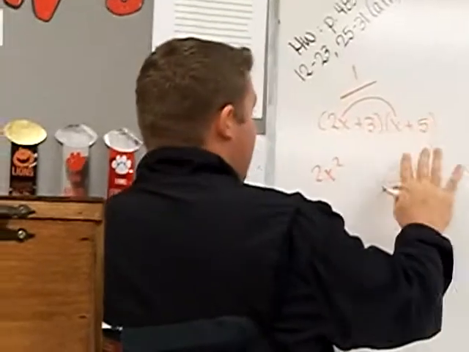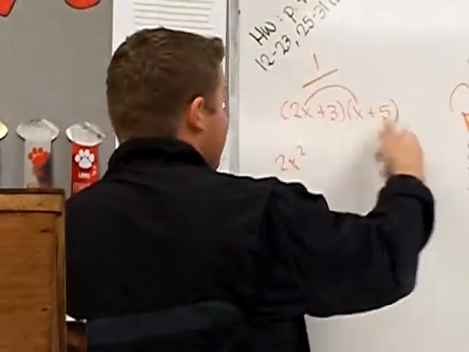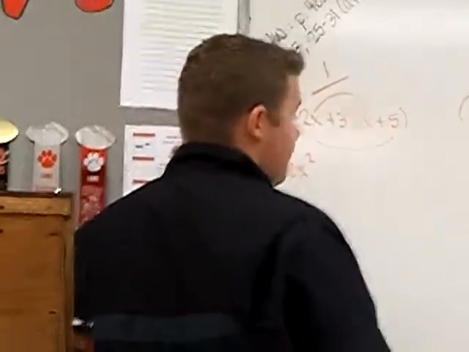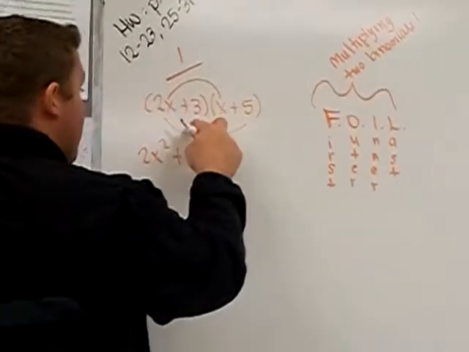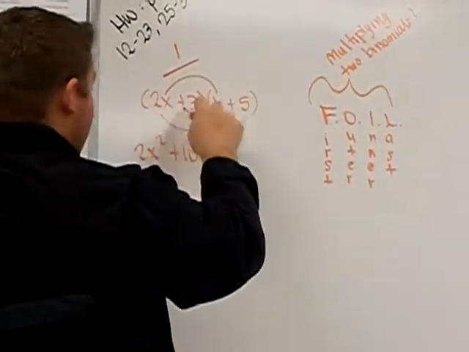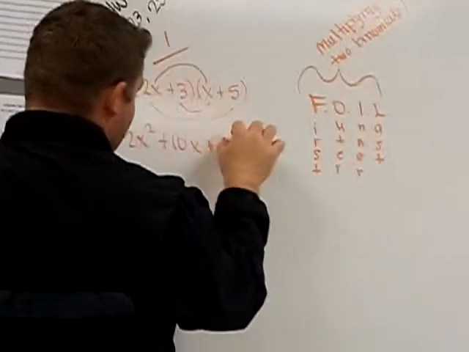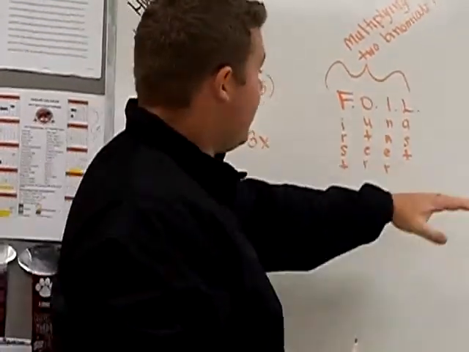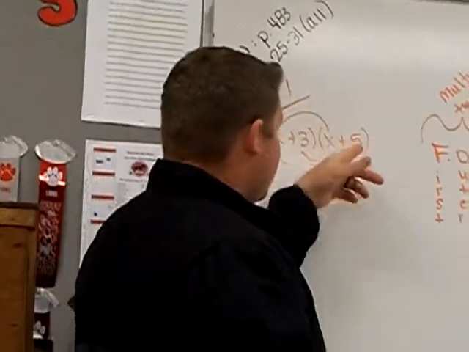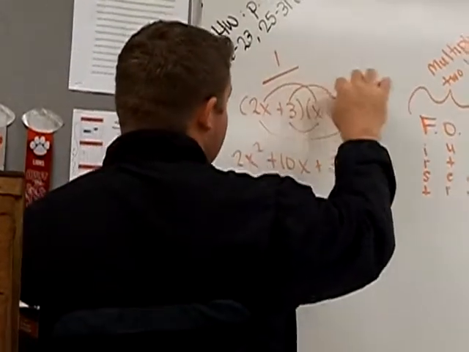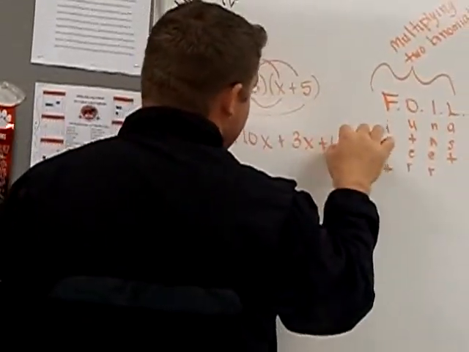Then we move to the outer terms. If you look outside the two binomials, we have a 2x and we have a 5. So we'll multiply these two together. 2 times 5 is 10, x times 1 is x. Then we go to the inner two terms, which are inside the binomials. So we multiply 3 times x. That becomes 3x. And then finally we have the last terms. This is the last term of this binomial, and this is the last term of this binomial. So we multiply these two together, and 3 times 5 gives us 15.